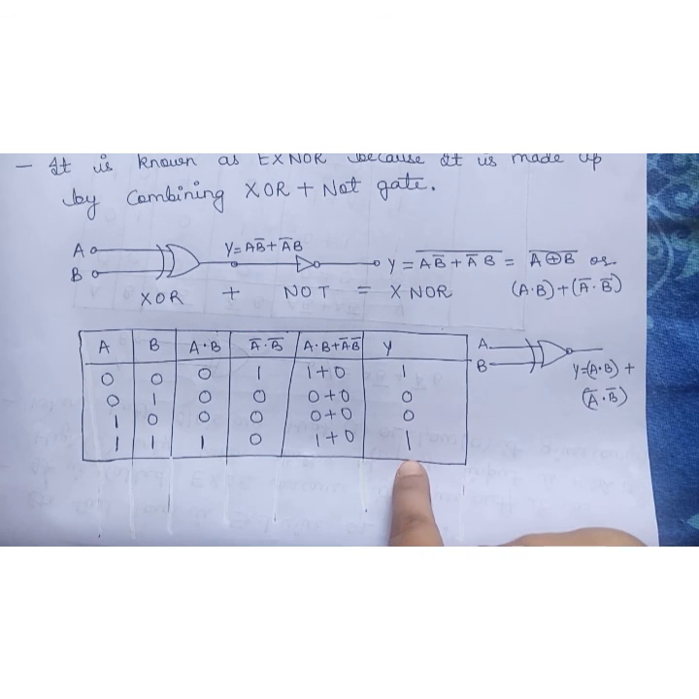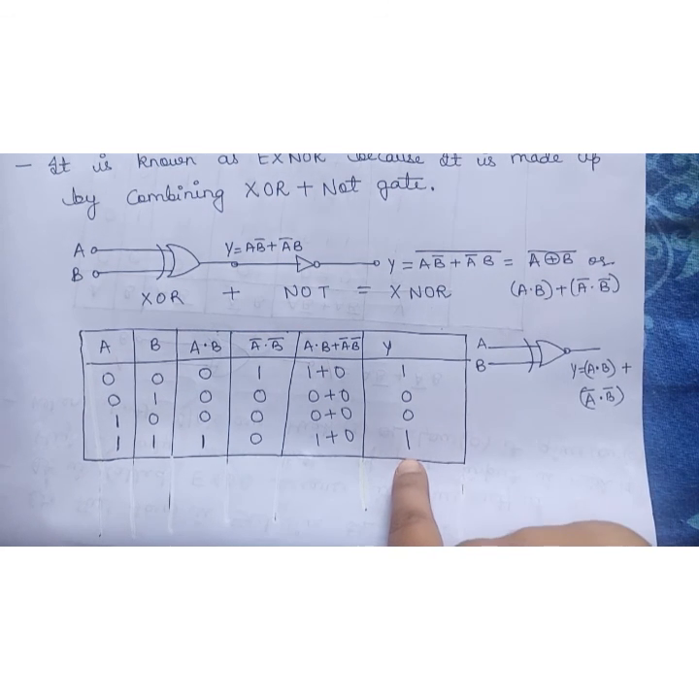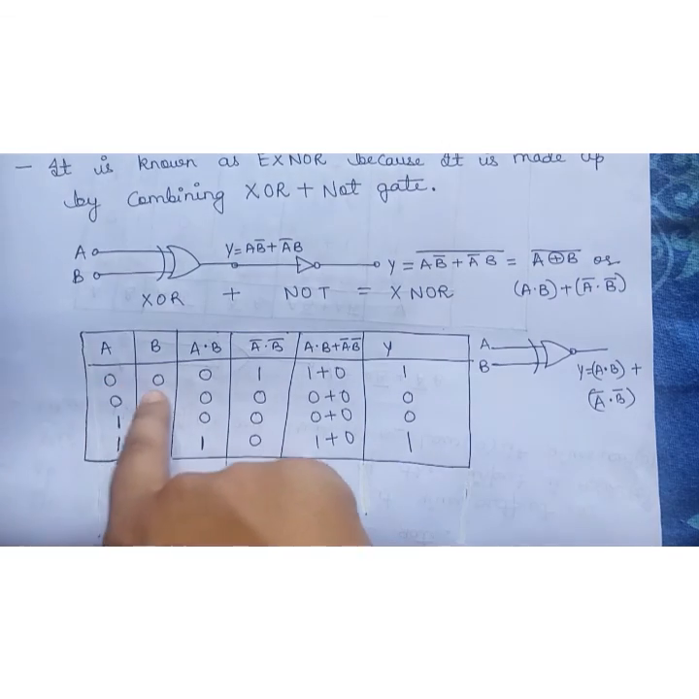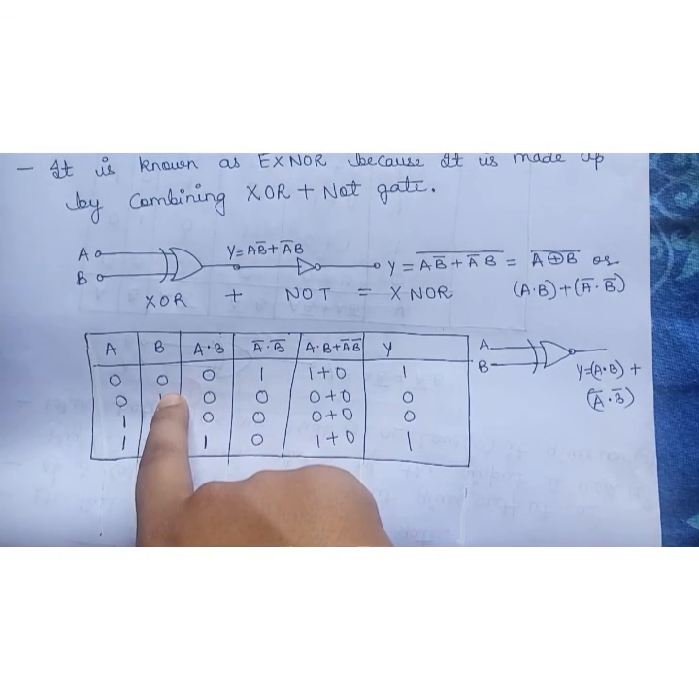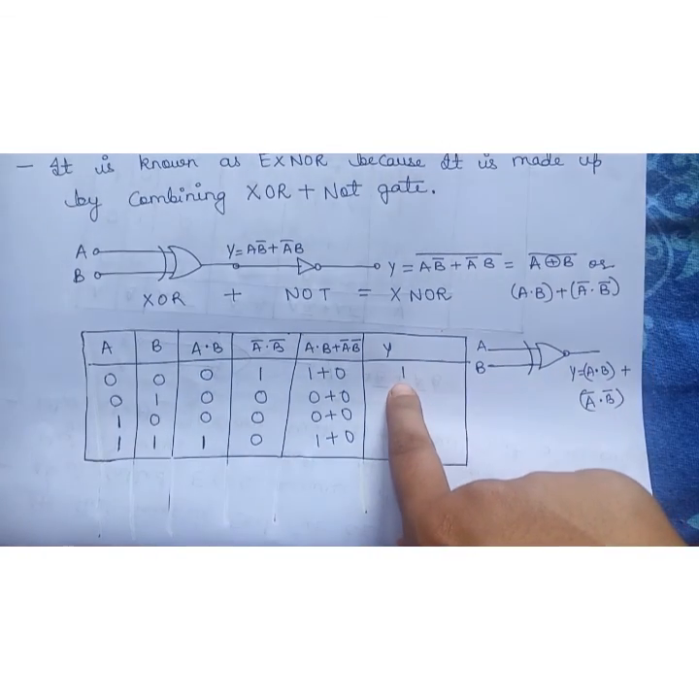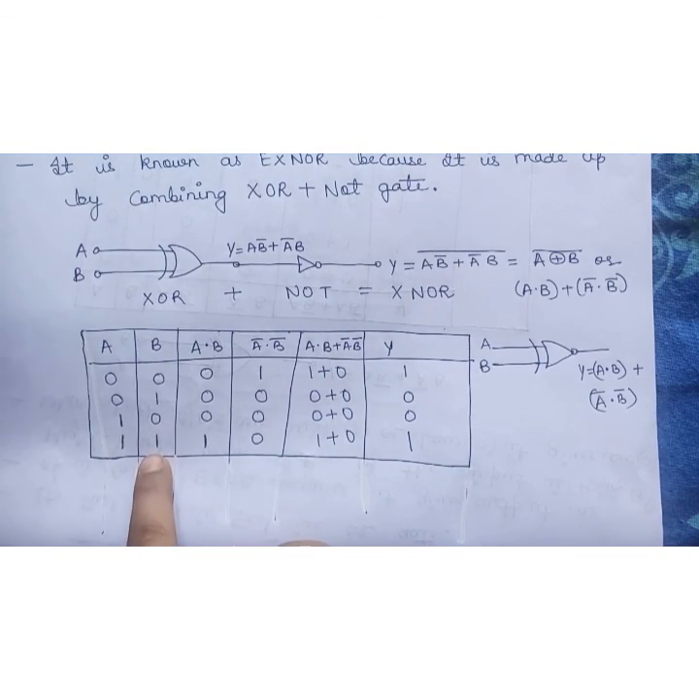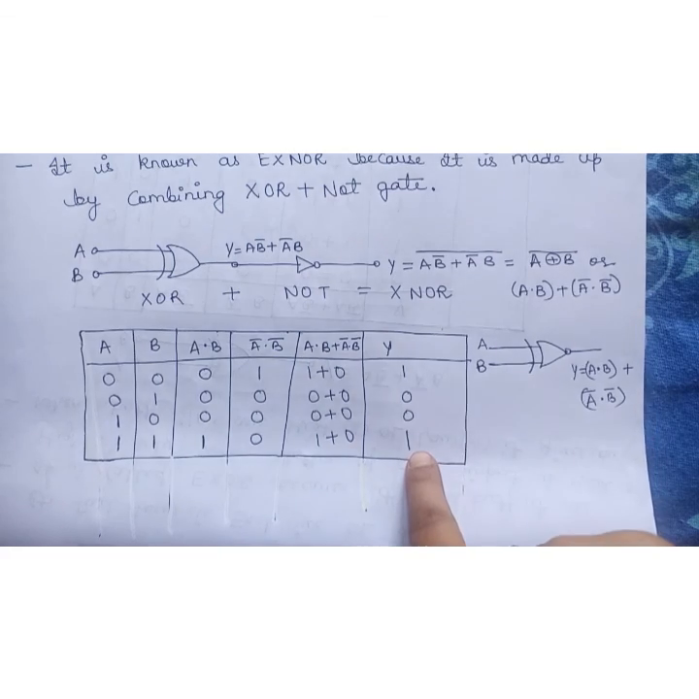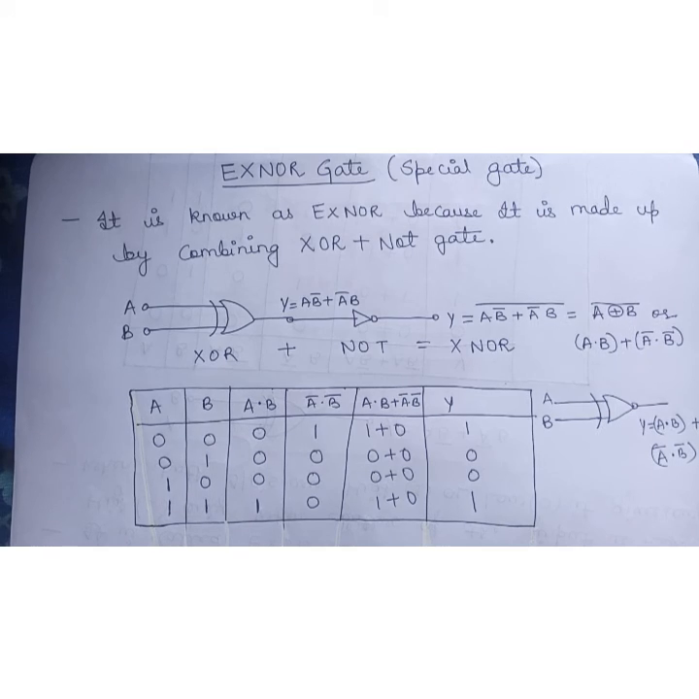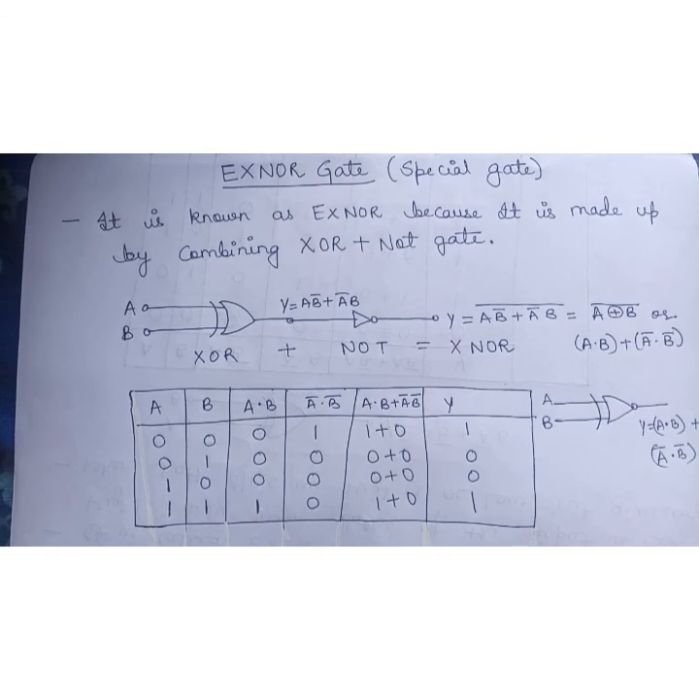Here you can see that it is exactly opposite to the XOR gate. If we give the inputs as low, that is 0 0, then we get output high, that is 1. Or if we give both inputs as high, that is 1 and 1, then we get output as 1. Now I hope that you understood all types of gates with their truth tables.